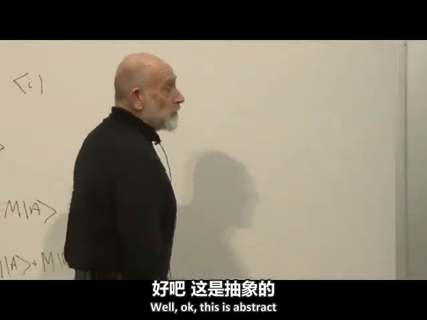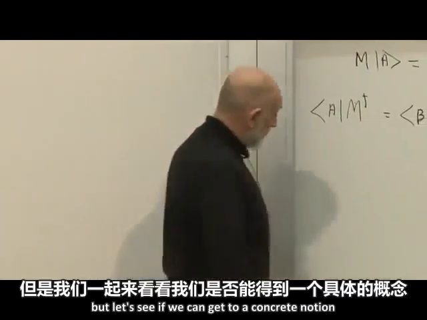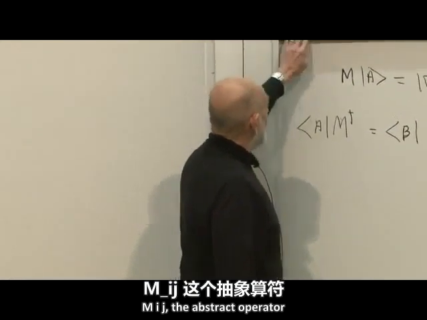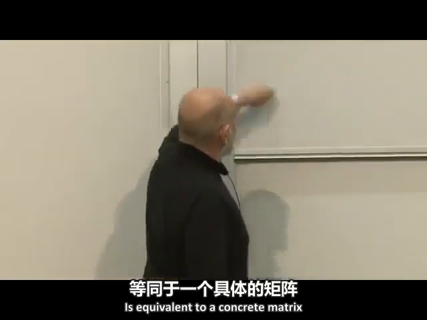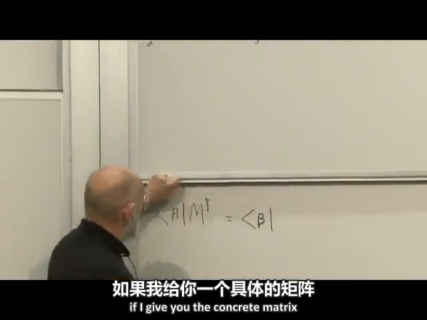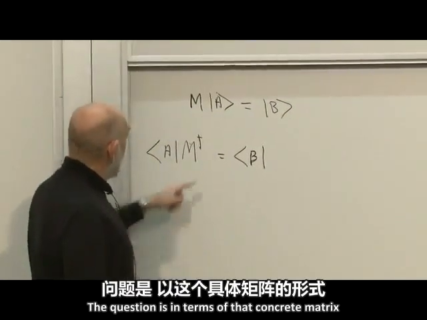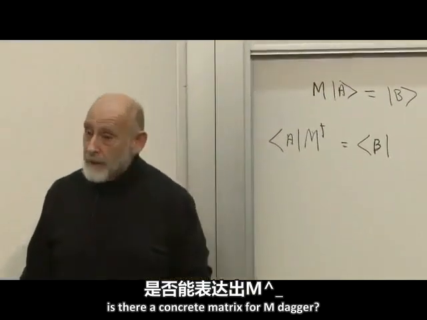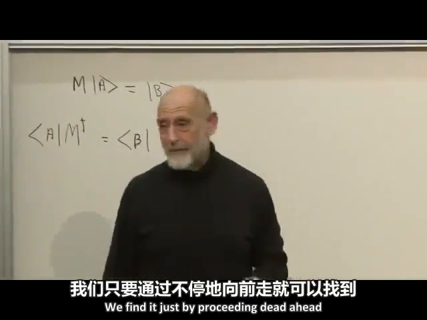Well, okay, this is abstract, but let's see if we can get to a concrete notion. M_ij, the abstract operator, is equivalent to a concrete matrix. If I give you the concrete matrix, then I'm giving you M. The question is, in terms of that concrete matrix, is there a concrete matrix for M dagger? And the answer is yes. How do we find it? We find it just by proceeding dead ahead.